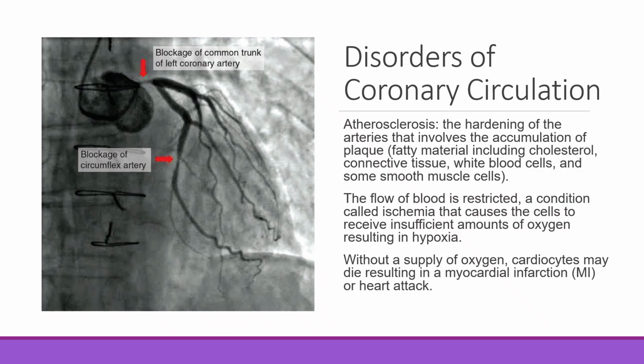Without a supply of oxygen, the cardiocytes may die, resulting in a myocardial infarction or an MI or a heart attack. Unlike skeletal muscle that could be without oxygen and continue to operate, what we called anaerobic metabolism, where you ended up with a buildup of lactic acid that created the muscle soreness, heart muscle doesn't work that way. Heart muscle is only aerobic, and so these buildups that happen can lead to all kinds of issues.